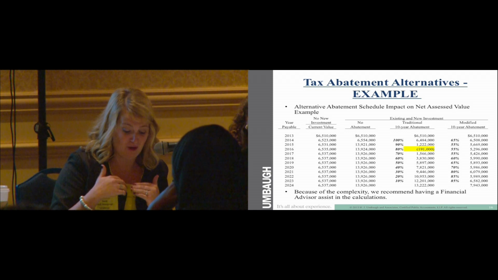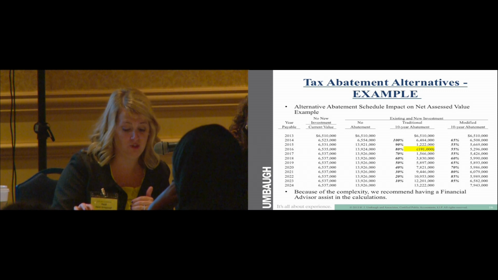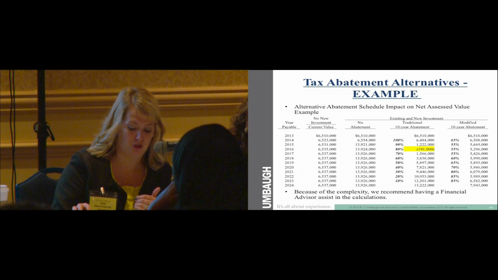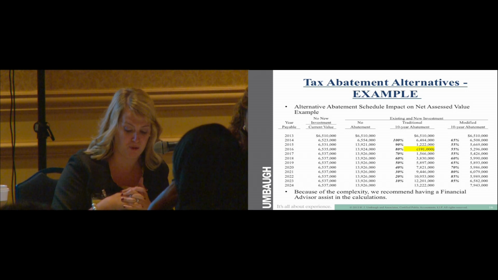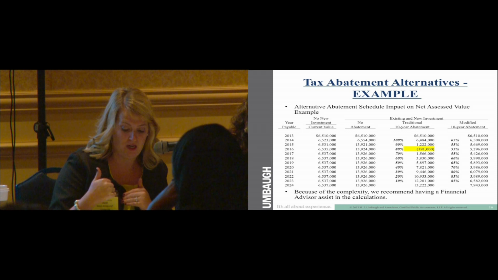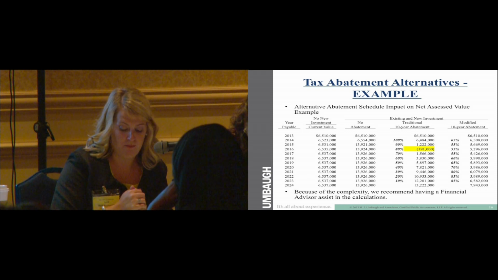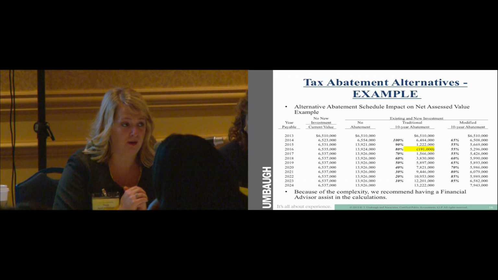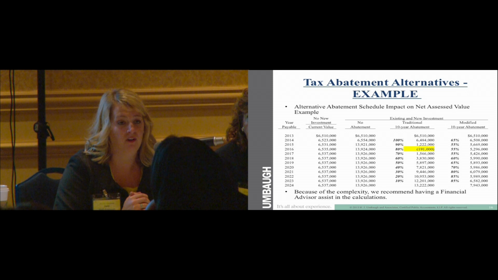So because of how the calculation works, this community decided to do this modified 10-year abatement structure here, and you can see the various percentages they used over a 10-year period. And they did that again so that there would be assessed value and taxes that they paid. And so in this instance, it worked best for this community to choose this method.